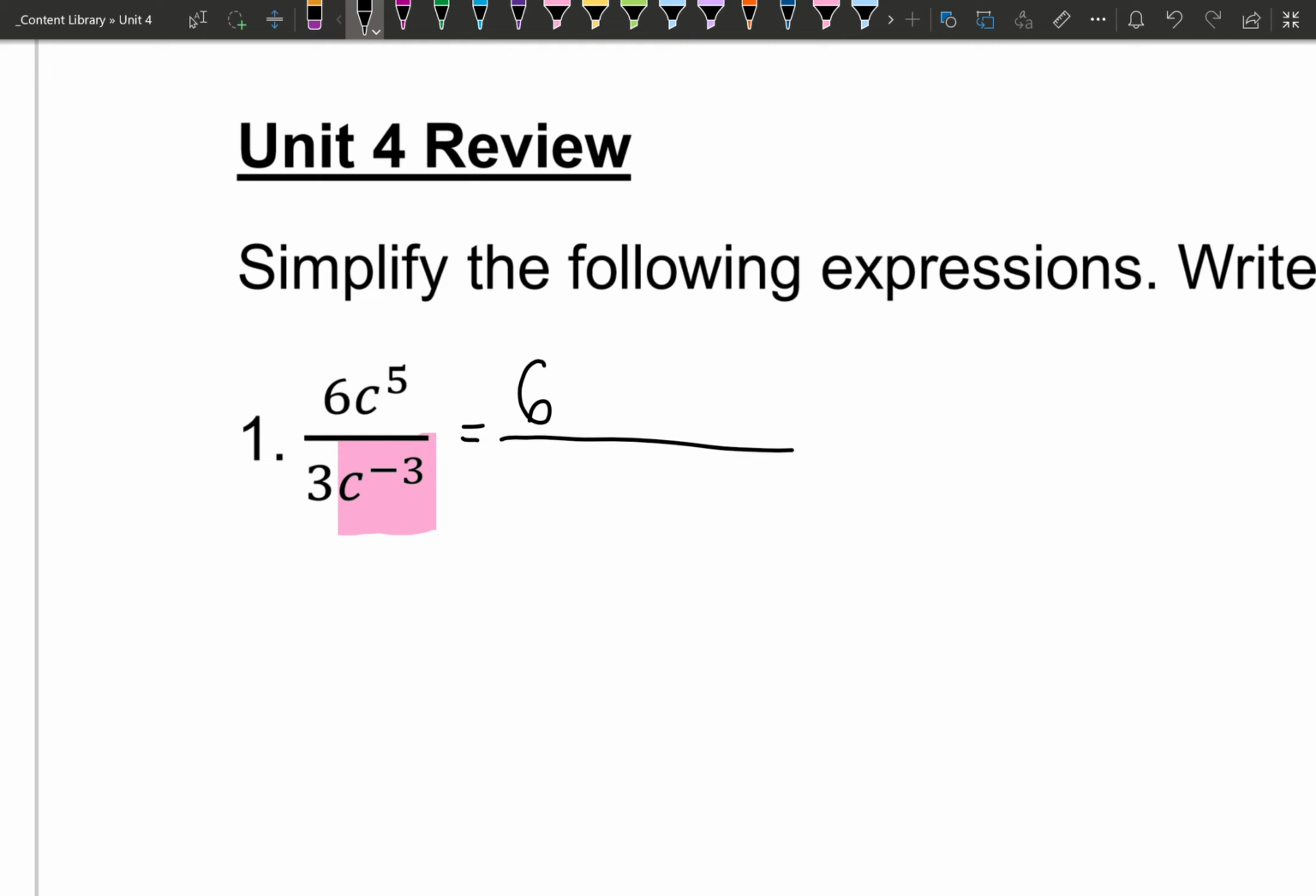The 6 stays and so does c to the fifth. But c to the third gets flipped up top, 3 stays on the bottom. We can simplify this a tiny bit further because we can reduce 6 divided by 3, which is 2, and we're going to add the exponents, c to the 8th. Beautiful.